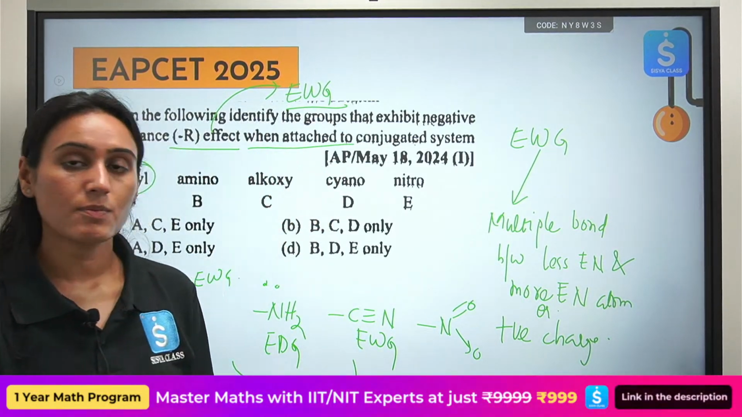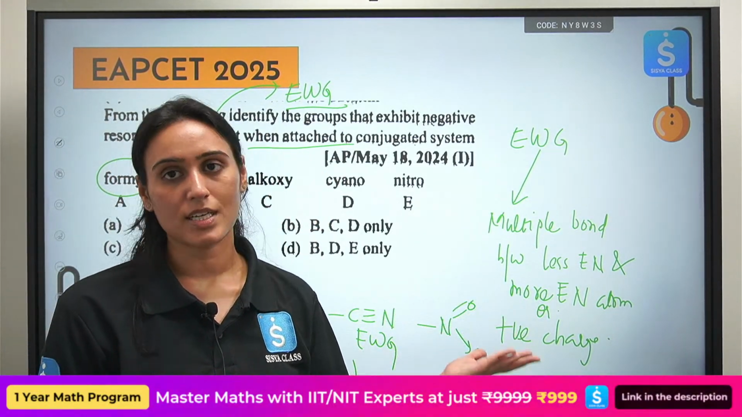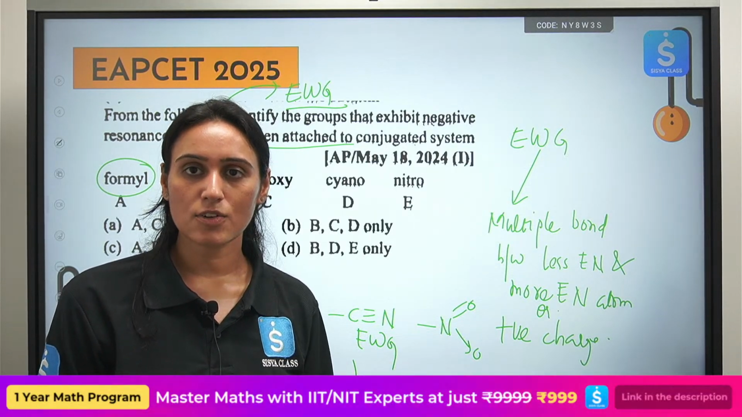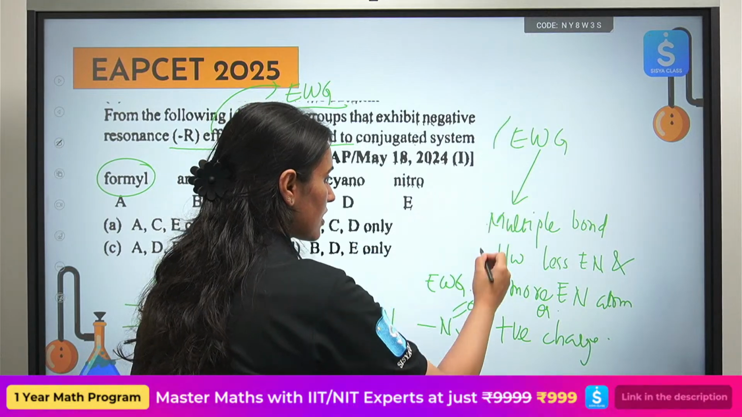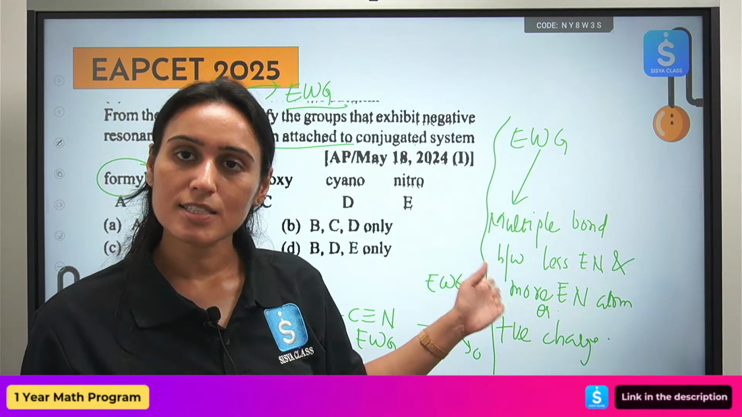Do we see a multiple bond between a less electronegative and a more electronegative atom? Yes. So is this also an electron withdrawing group? Yes. So I hope you understand. You don't have to cram everything. If you understand this feature, you can easily answer.